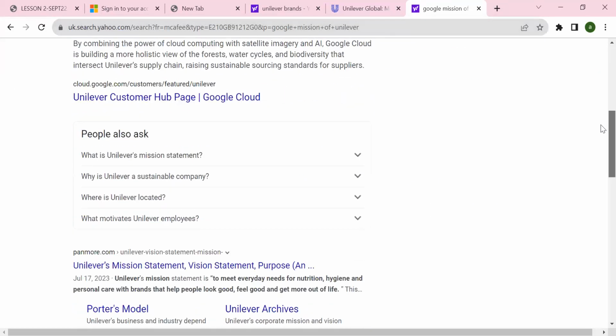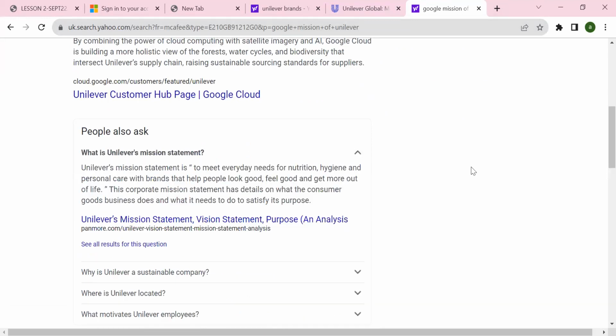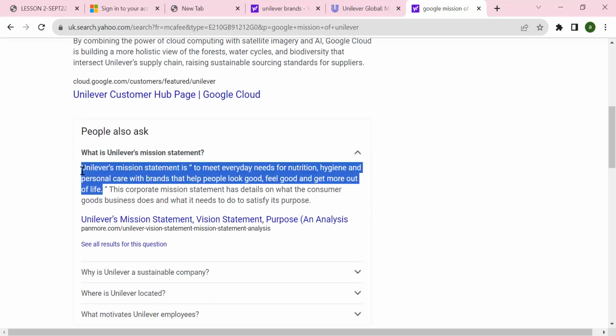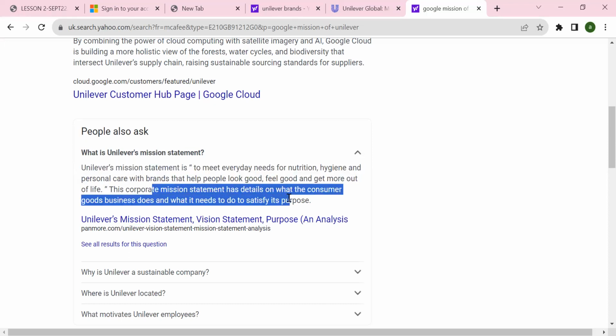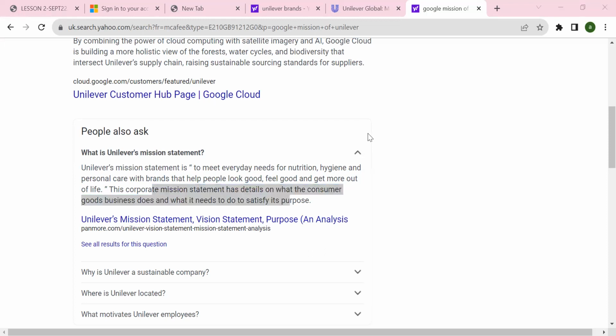What is the mission of Unilever? They meet everyday needs for nutrition, hygiene, and personal care with brands that help people look good, feel good, and get more out of life. That's their mission. Then they have values, corporate missions. So why are they in business? They want people to look good, in hygiene as well as food and nutrition. That's why they're serving us, but they are earning profit as well.